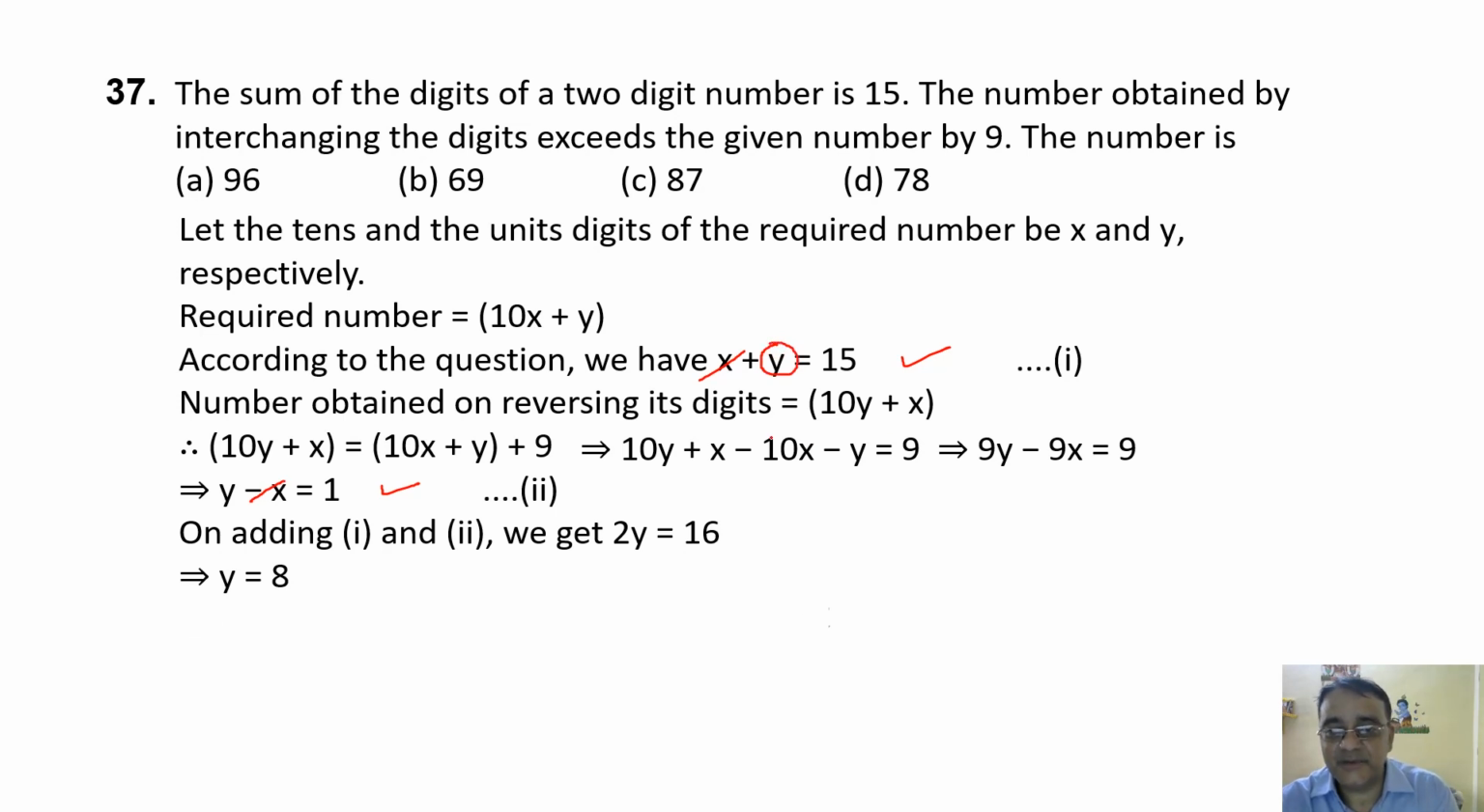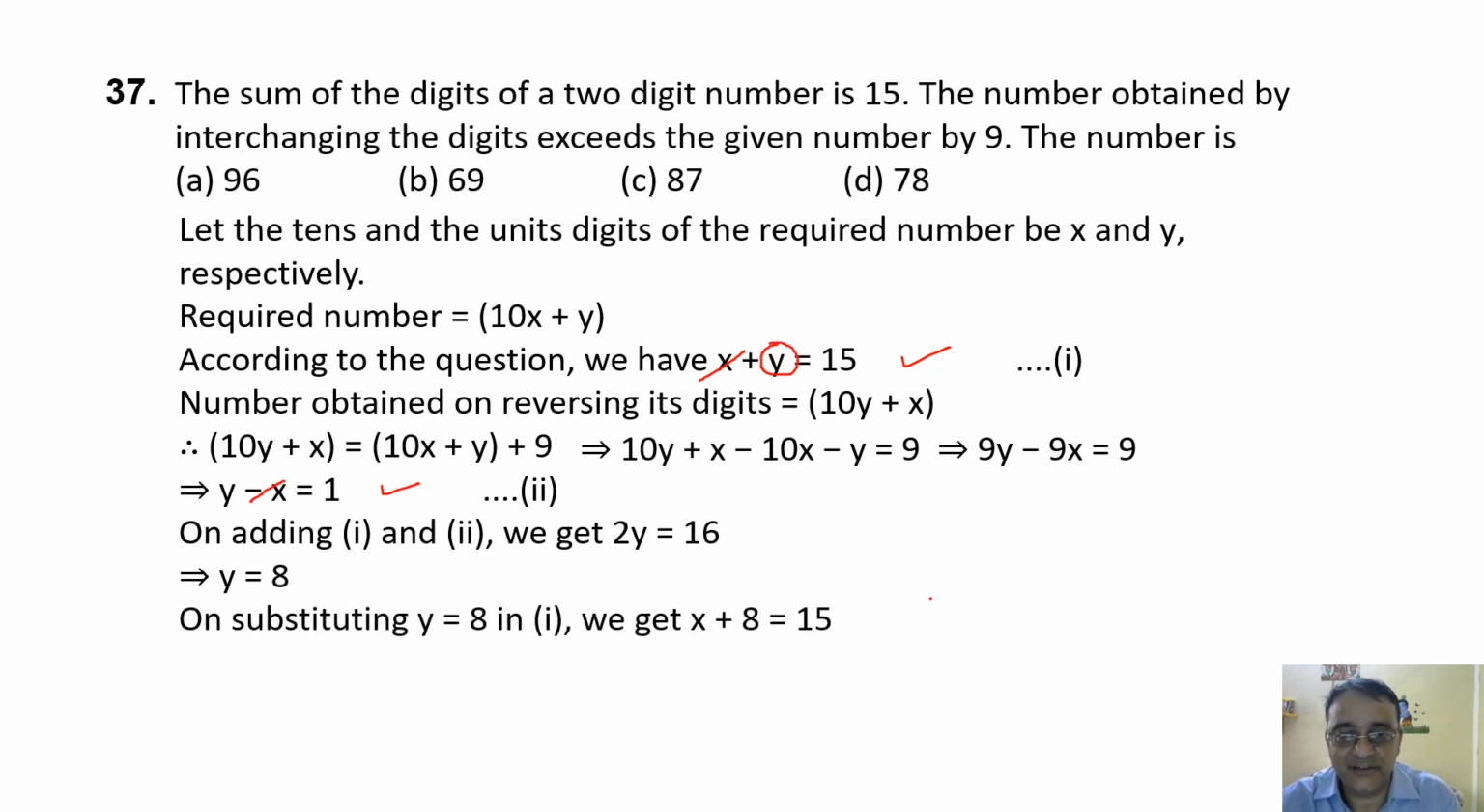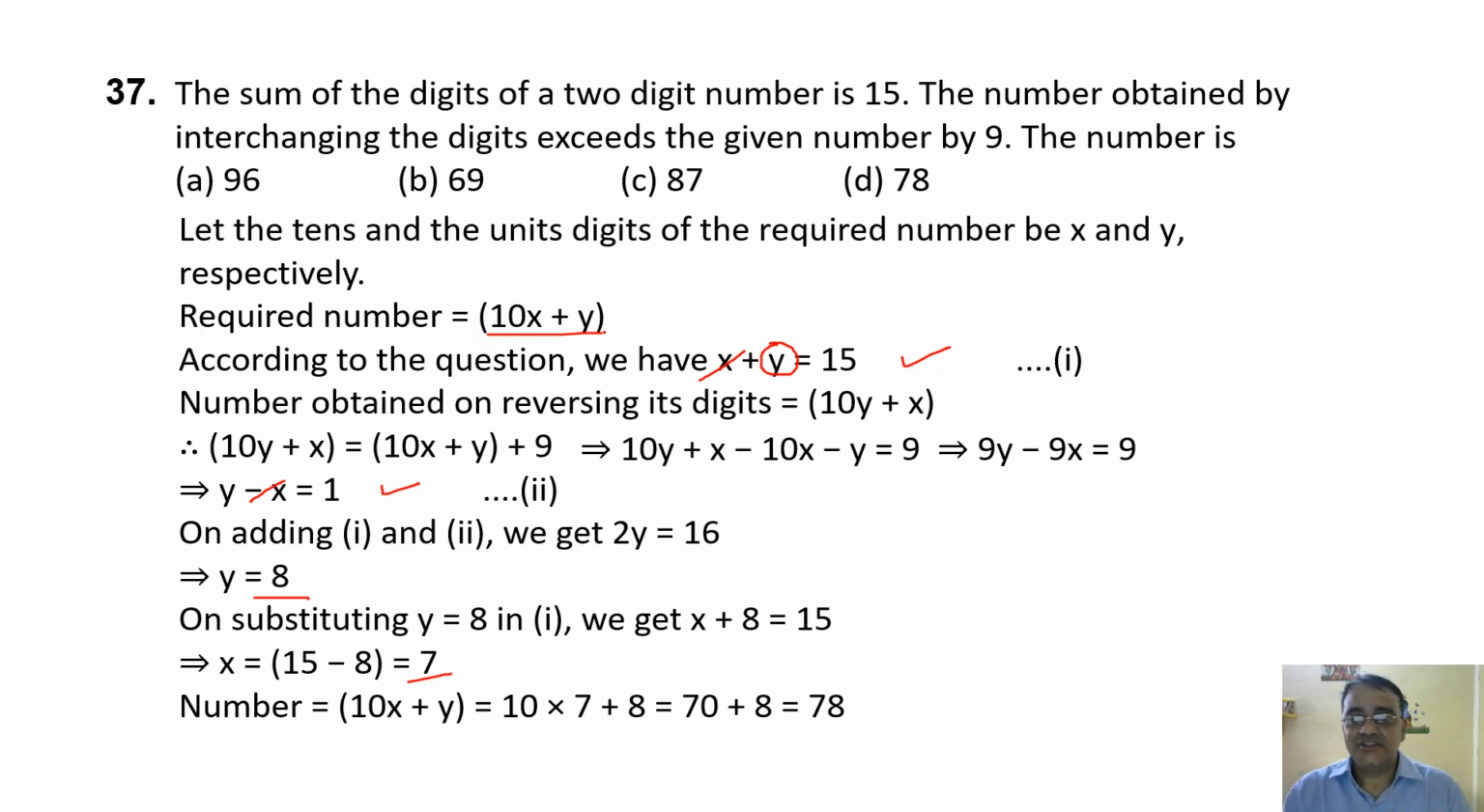So you will get x plus 8 is equals to 15. So what is the value of x? 7, right. So what is the number? 78. If you substitute here also this formula 10x plus y, then also you'll get the value 78. So which option is the correct one? Option D, right. So now we are moving toward question number 38.